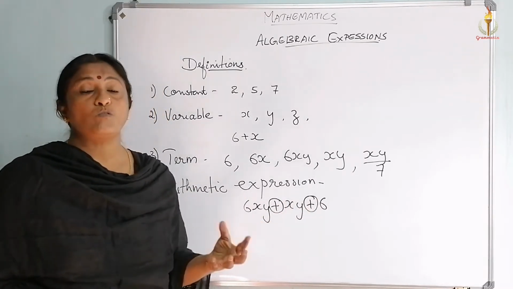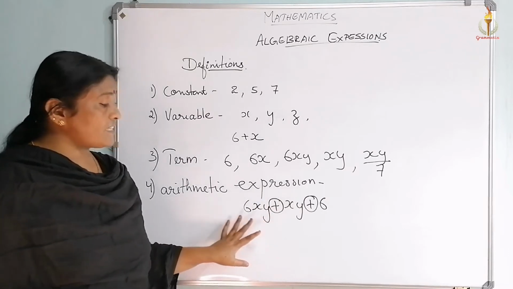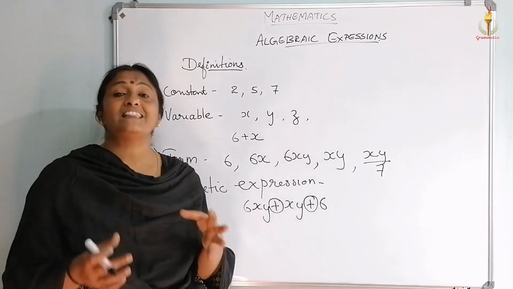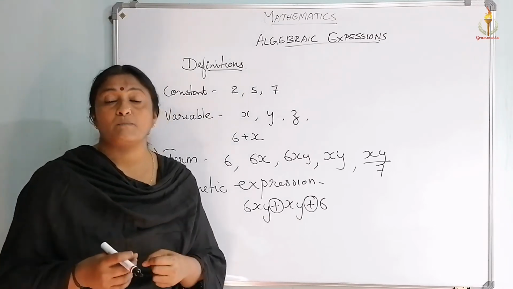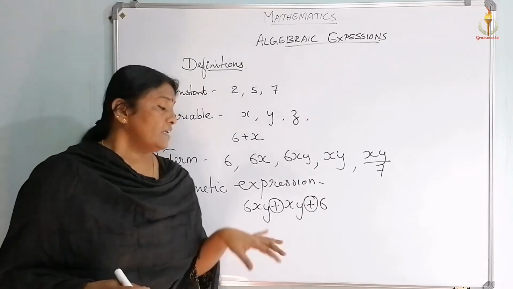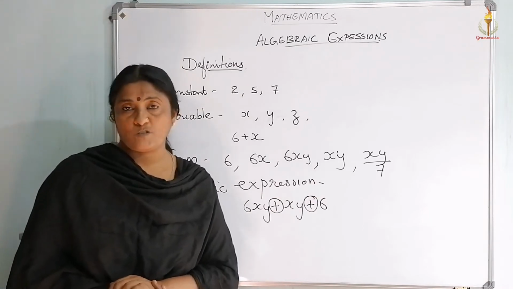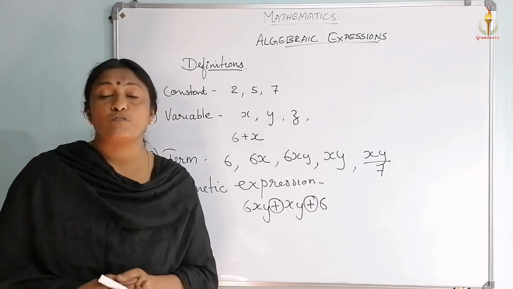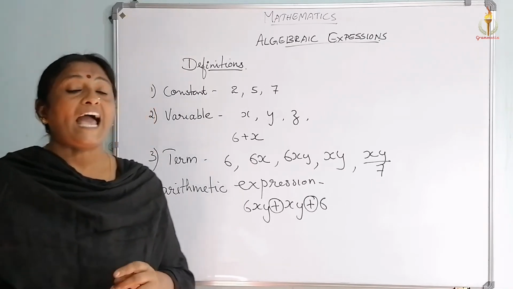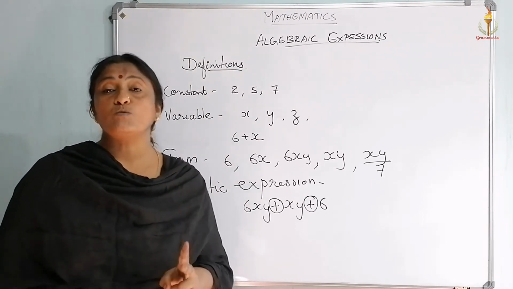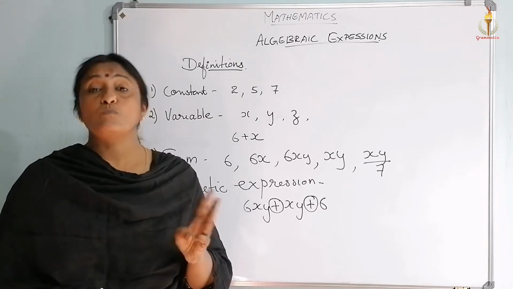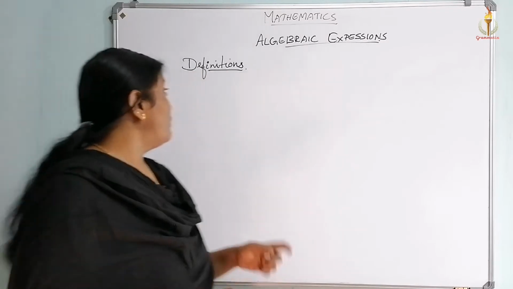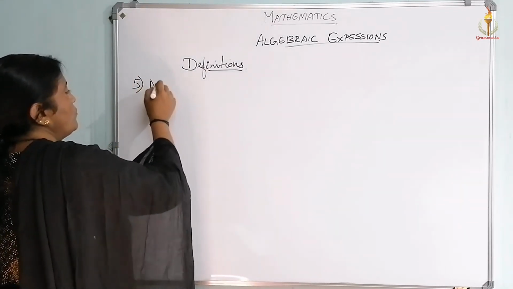In this expression that I have written on the board, you have 3 terms. So when the terms are joined together by addition or subtraction, it becomes an arithmetic expression. Now again you have specific names for arithmetic expressions having 1 term, having 2 terms, having more than 2 terms. So moving on to your fifth definition, that is a monomial. Now what do you mean by a monomial?